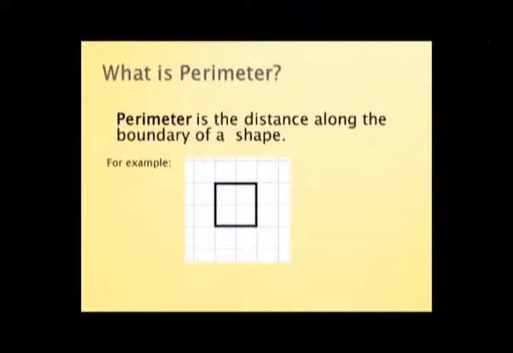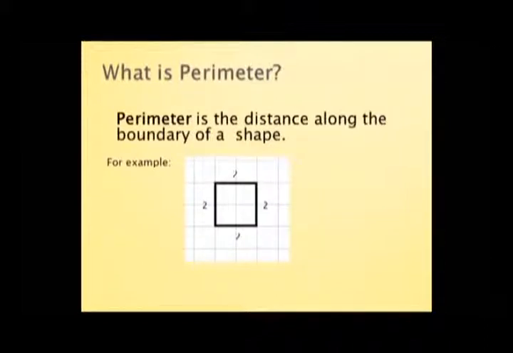Along the boundary of one length of the shape here, we have 2 squares. We can say here we have 2 units. So that's 2 units there. At the other side, another 2 units. Down the bottom, 2 units occupy there. And at the other side, 2 units.